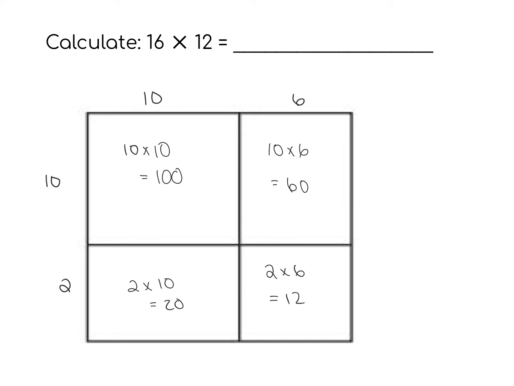Now, to get our solution, all we're going to do is add up the 4 numbers we have here. So we have 100 plus 60 plus 20 plus 12, which gives us 192. So then our final answer will be 16 multiplied by 12 is 192. Let's try a couple more examples before you head off to try them on your own.